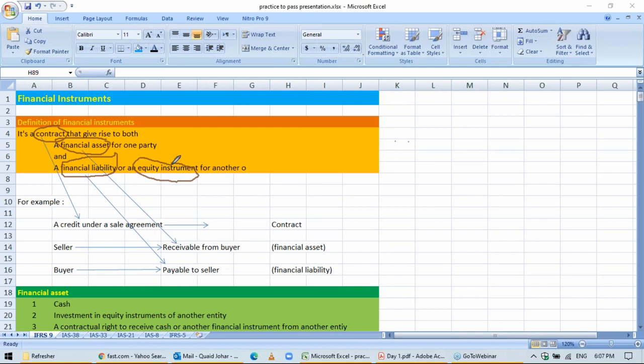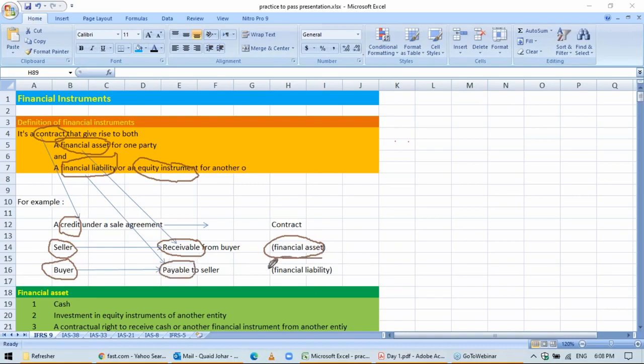Now I've given a very basic example down. Usually some people purchase goods on credit, right? So there is a credit agreement in the sale agreement. So there is a contract between two parties regarding the credit. For one party, the seller will be recording a receivable, and that receivable is a financial asset. And the other party, the buyer will be recording it as a payable, right?